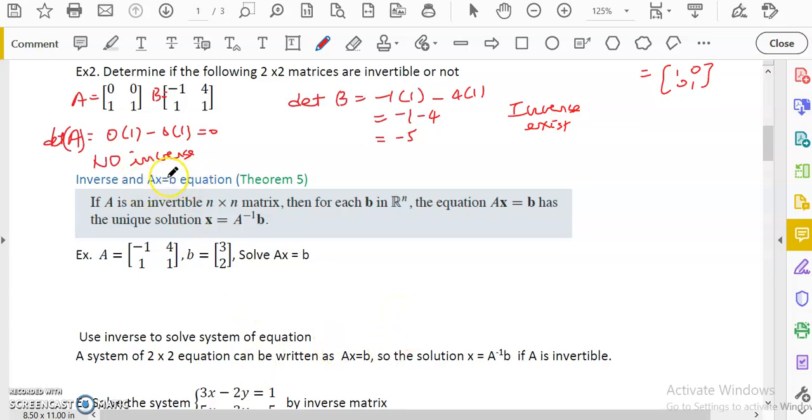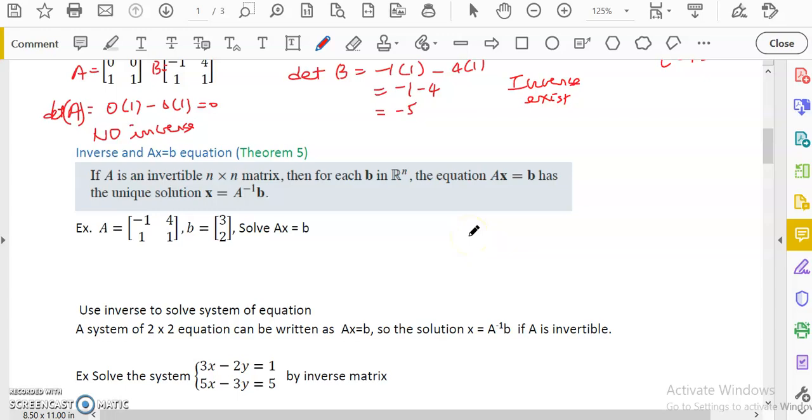Inverse and AX equal to B. So what can we use inverse for? Well, it can be used to solve a matrix equation AX equal to B. So this connects back to a long time ago when we rewrote a matrix equation as a representation of a vector equation. Now that I know more about matrices, I can do that. If AX is equal to B and A is invertible, then I can multiply A inverse on both sides.